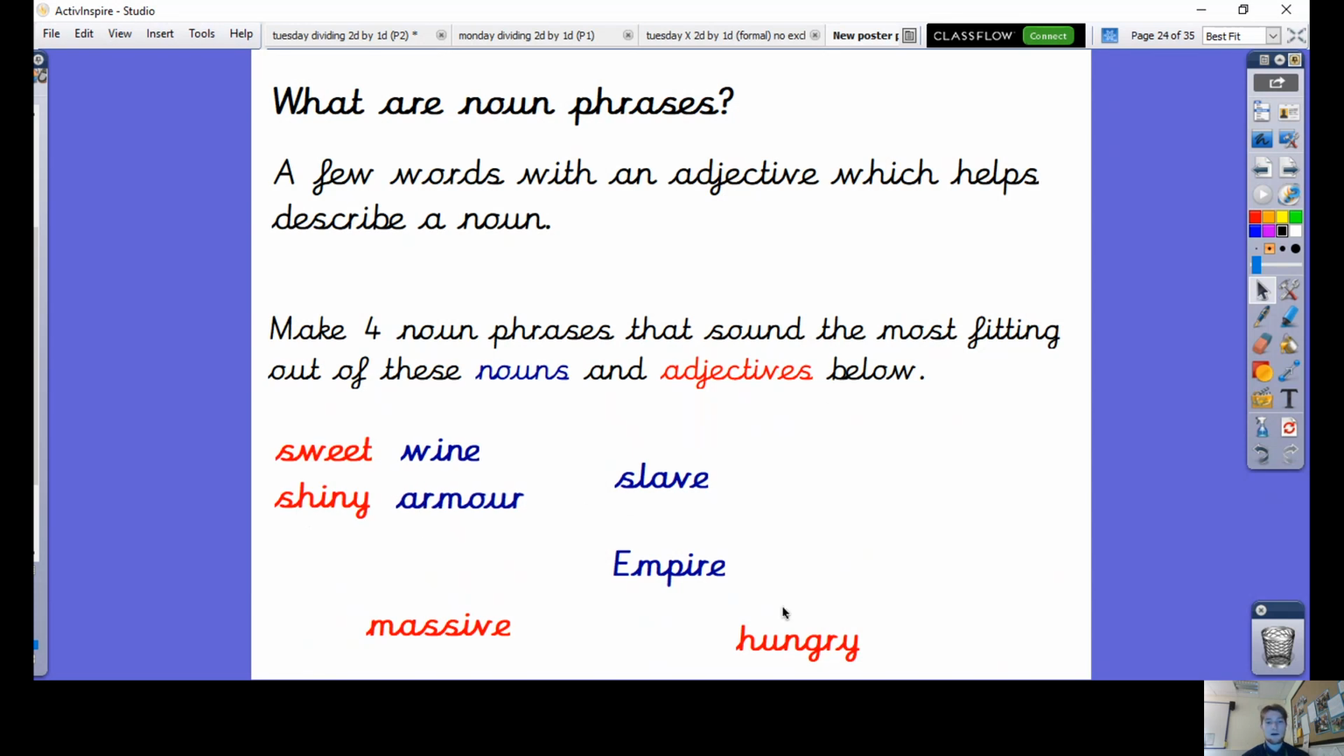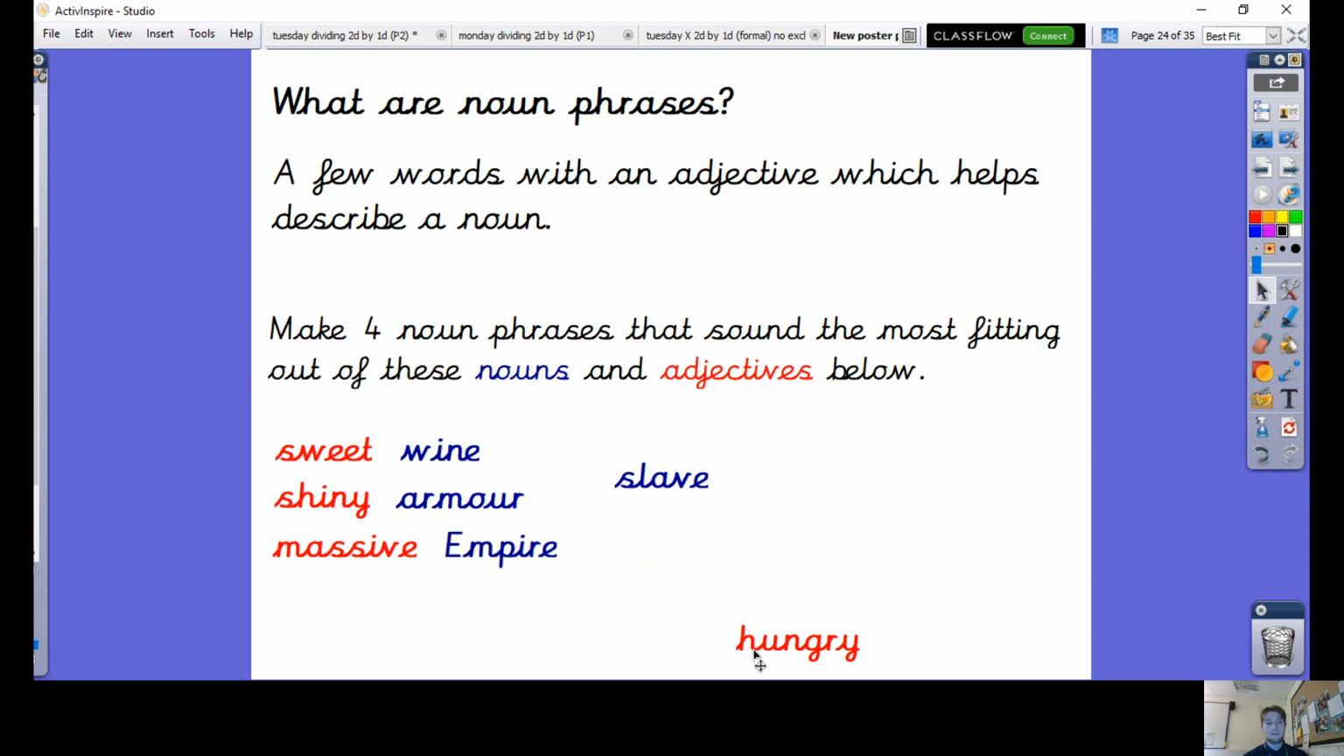Let's go with massive next then. Massive slave. Slaves can be big, but I couldn't picture a slave being massive. Massive means bigger than a human. Massive, huge. So I don't think slave would fit it that well. Empire, however, an empire is many countries put together. It could spread across half the world, can't it? And that to me is pretty massive. So I'm going to put empire after massive.